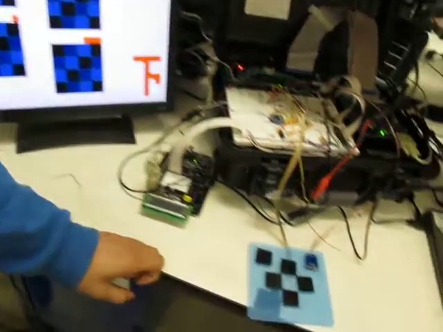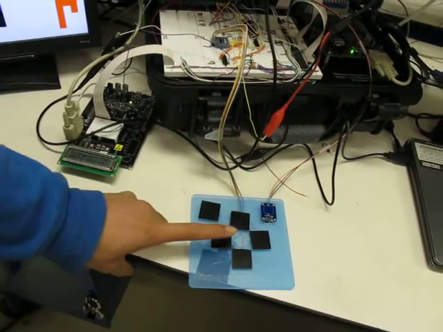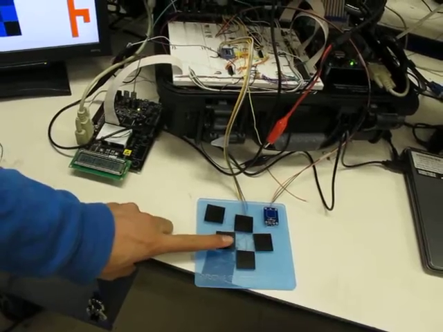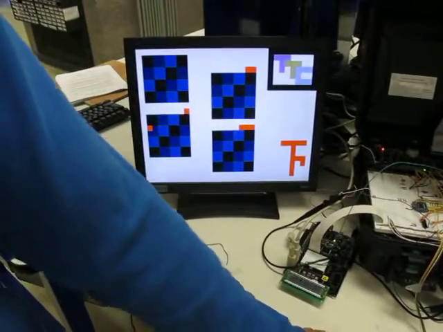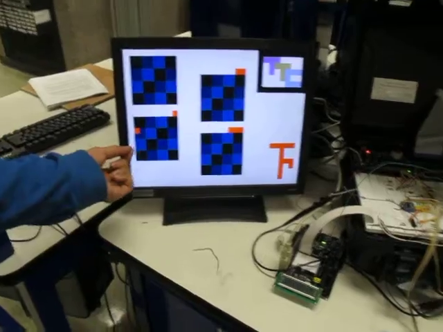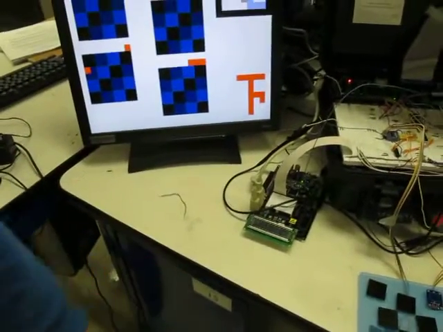So the user input is a capacitive-based sensing chip. So when I press left, for example, we can see on the screen that the corresponding position moves also. Let's do that again.